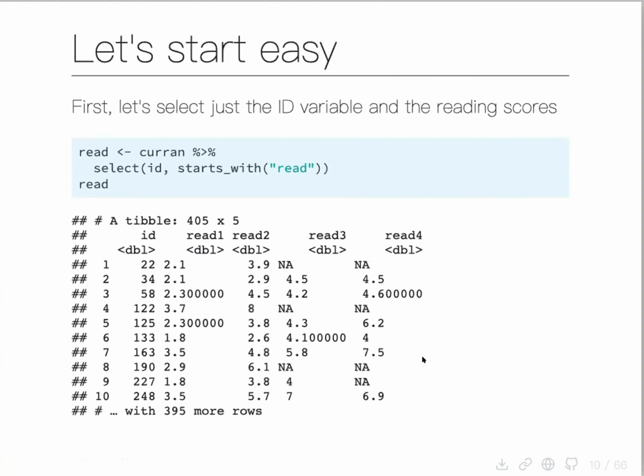Okay, so let's try this. We're going to start with an easier example because this is a little bit complicated. We're going to start with just the reading data. There's lots of ways we can do this, but I'm going to take Curran and say select ID and any column that starts with read. Okay, so go ahead and run that.